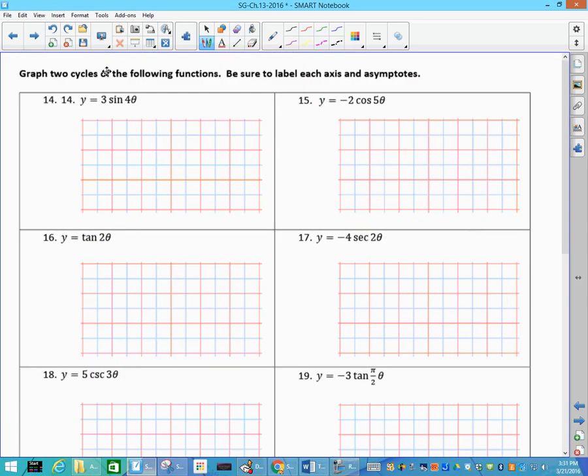Okay, to talk about the graphing. Graph 2 cycles of the following functions. Be sure to label each axis and asymptotes. So, funny, I've got two 14s there.